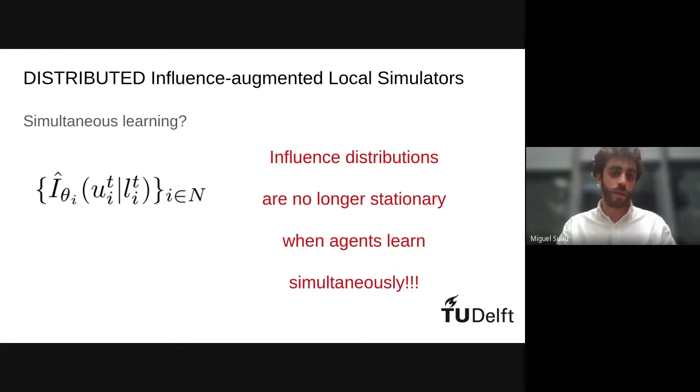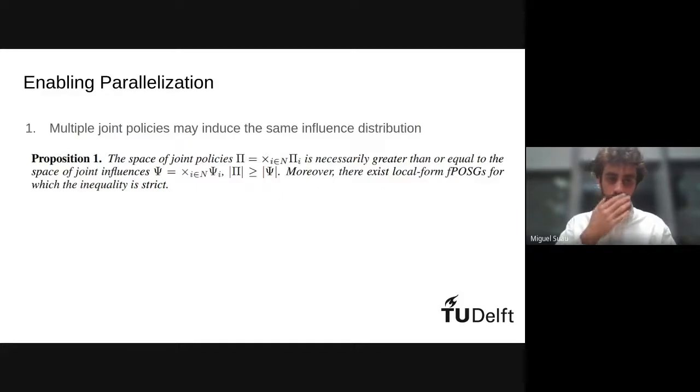And then we asked ourselves, is this that bad? In general, this is the case, but is this that bad in all problems? And so we make two observations that we analyze theoretically. The first one is that multiple joint policies might induce the same influence distribution. What I mean by this is that you could have many different policies that are affecting your local regions in the same way.